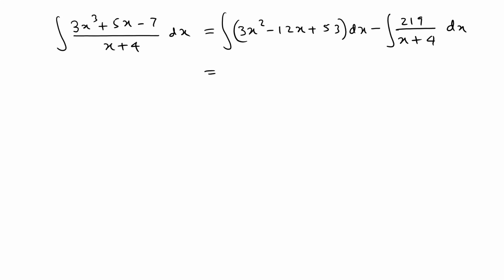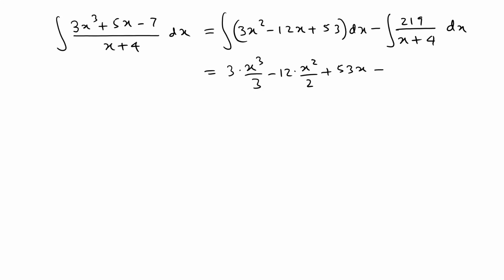So just use the power rule. So that means it is 3x³ over 3 minus 12x² over 2 plus 53x. We are not going to add the c yet. Minus. So this is simply the natural log.